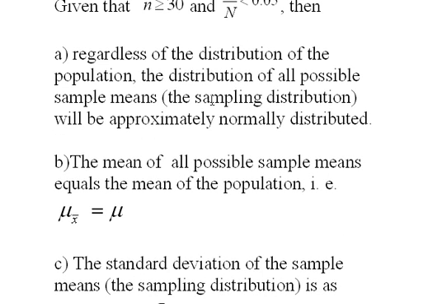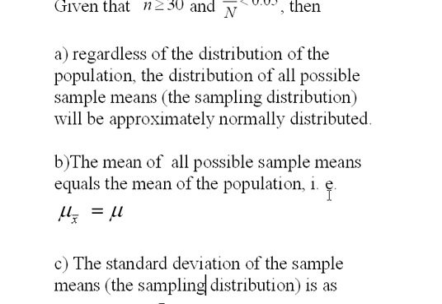Regardless of the distribution of the population, the distribution of all possible sample means, called the sampling distribution, will be approximately normally distributed. That is, if you took millions and millions of simple random samples of size n, and you took the mean of every one, then those means would be normally distributed regardless of how the population itself is distributed. The population could be uniformly distributed, skewed one way or the other, or any distribution at all.